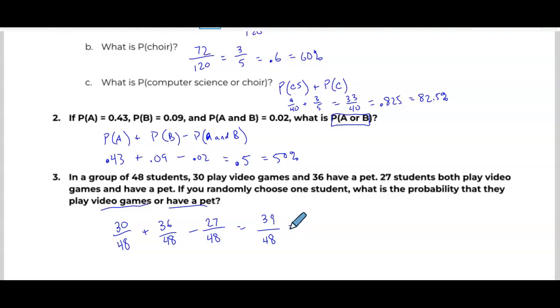And so that comes out to 0.8125 or 81.25%. Okay, so let's be in the habit of adding the fractions and then considering, could it be both? If yes, then subtract out the probability of both. If no, leave it as addition and stop there.